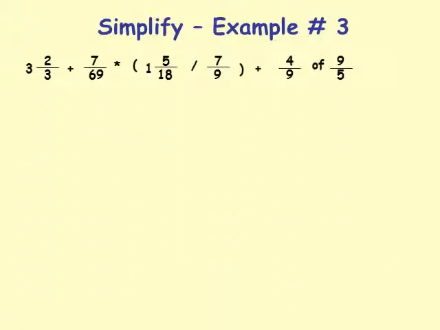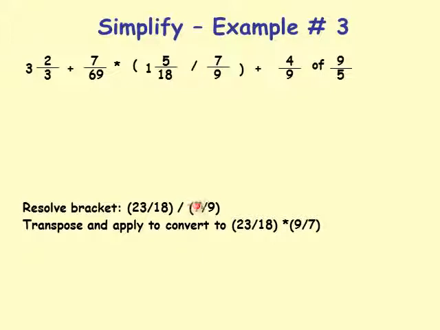Example: simplify 3 and 2/3 plus 7 over 9 times bracket, first fraction is 1 as a whole number and 5/18 as a proper fraction, divided by the second fraction, 7 by 9, bracket close, plus 4 divided by 9 of 9 divided by 5. Let's continue. We have to resolve the bracket first; that's my precedence order. This mixed fraction comes to 23 over 18 divided by 7 over 9.